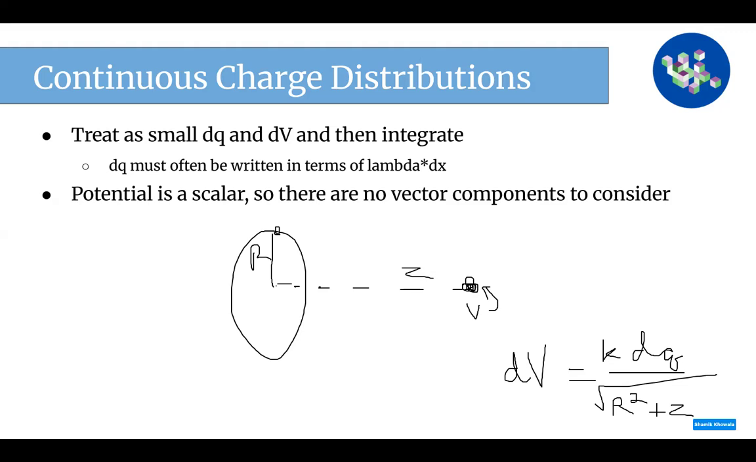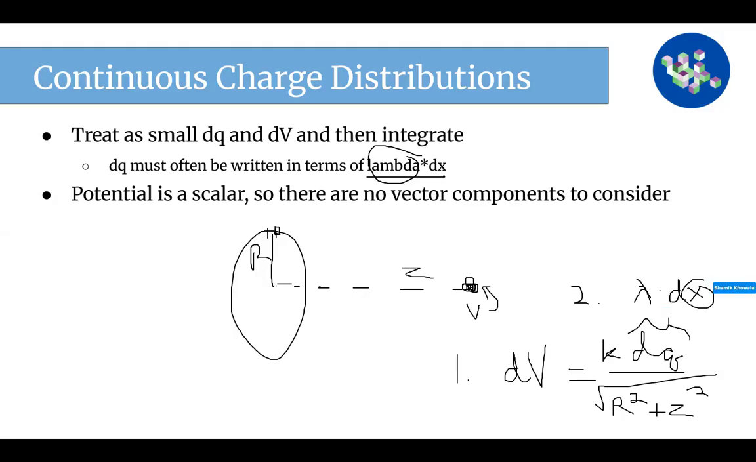That is obviously the important first step. An important second step is to write dq as a function of small segments of this ring. Usually you'll be given some charge density of the object, in this case lambda, since it's a linear thing. So you'll write lambda times dx. This is just a general strategy.